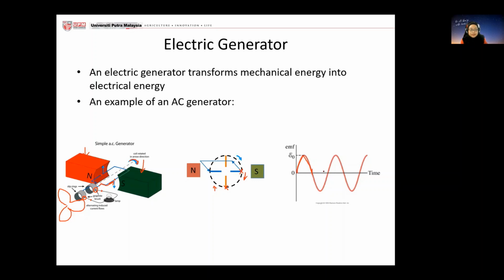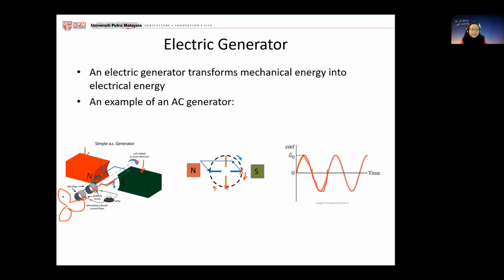And what happens is that you're going to generate the current in that side, so it's going to be in the opposite direction. So instead of the current moving like this, it's going to move like that. So it's going to be from the opposite direction. And that is why we have this tool, basically, slip rings.